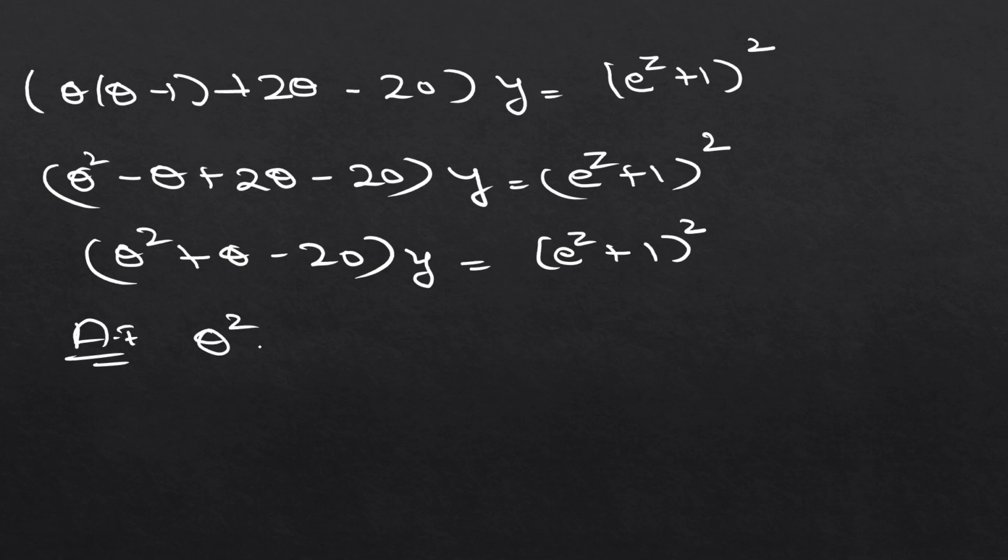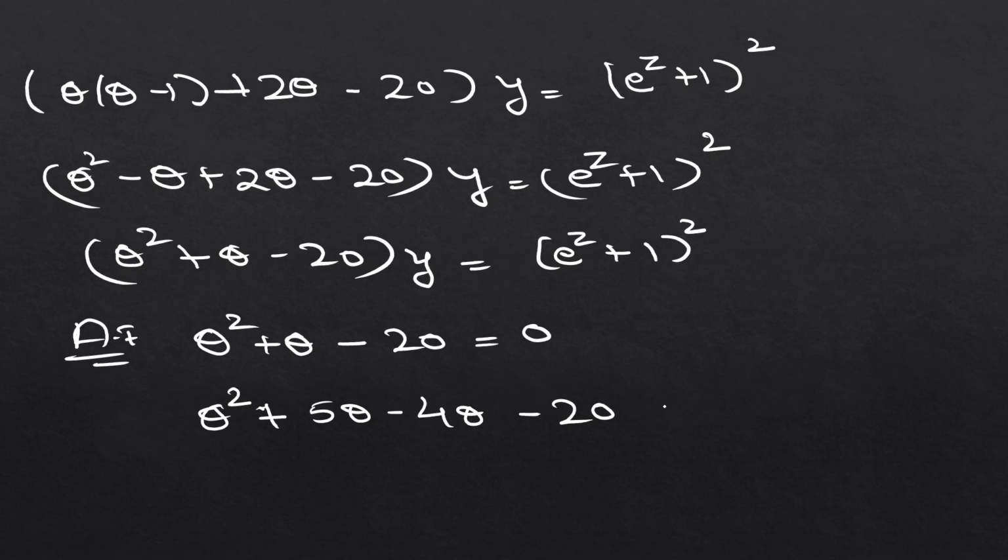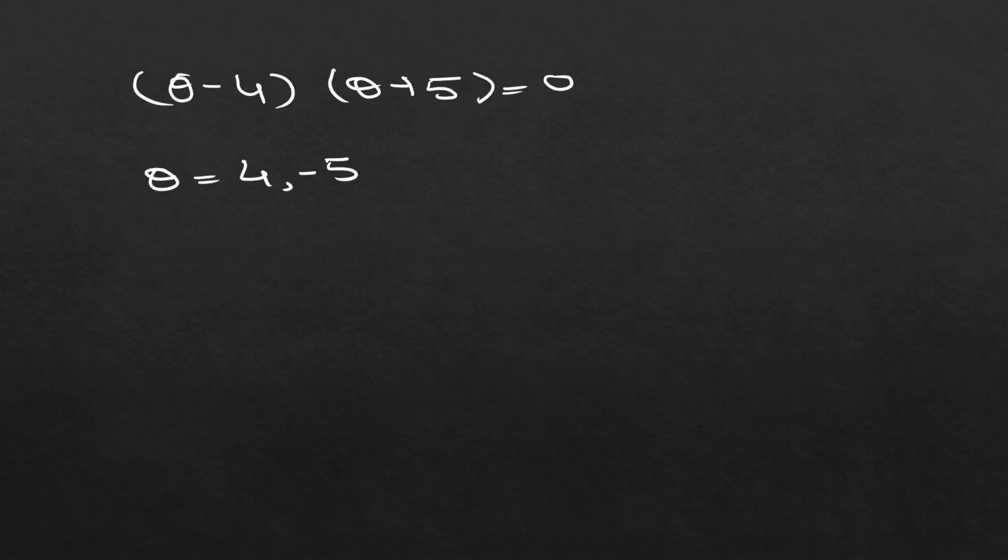It can be taken as theta square plus theta minus 20 equal to 0. We have to factorize it. Theta square plus 5 theta minus 4 theta minus 20 equal to 0. Then theta (theta plus 5) minus 4 (theta plus 5) equal to 0. Again we take here (theta minus 4) (theta plus 5) equal to 0. So theta can be taken as 4 and minus 5.